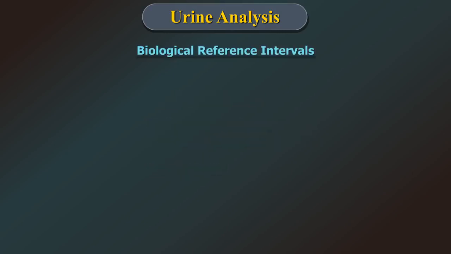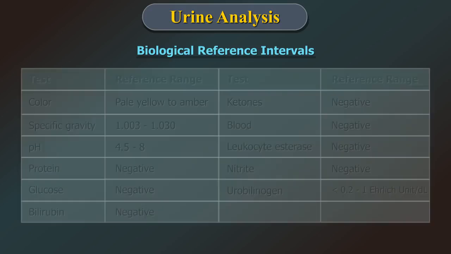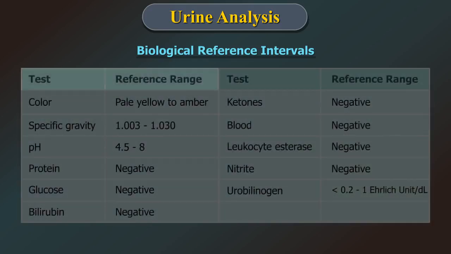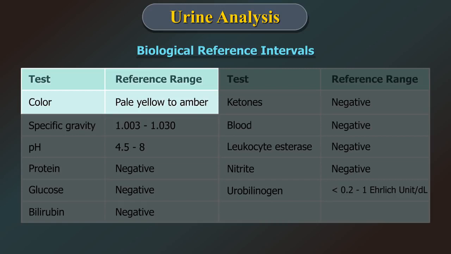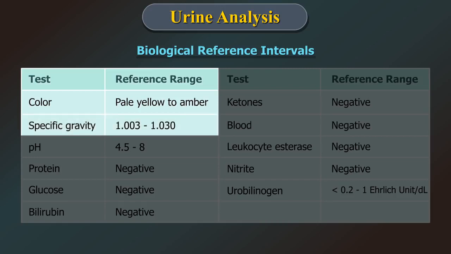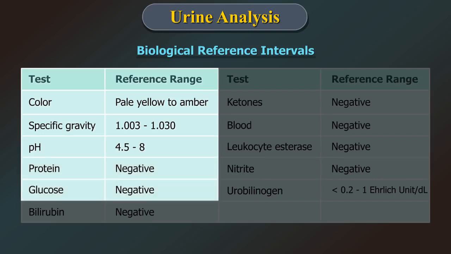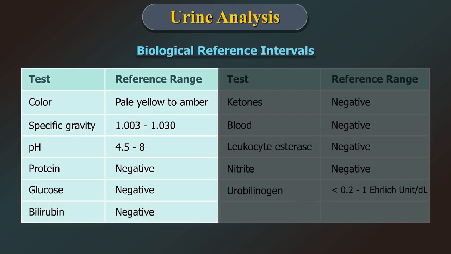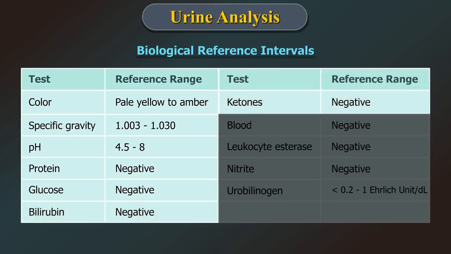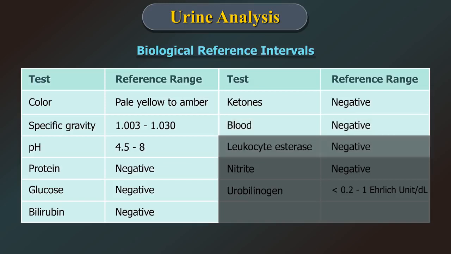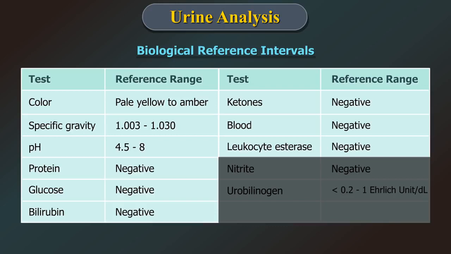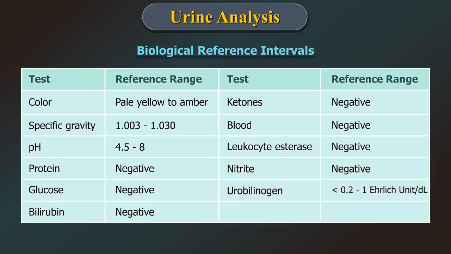Biological reference intervals. For normal urine is shown here on the chart. Color of the normal urine is pale yellow to amber. Specific gravity is 1.003 to 1.030. pH 4.5 to 8. Protein is negative. Glucose negative. Bilirubin negative. Ketones negative. Blood negative. Leukocyte esterase negative. Nitrite negative. Urobilinogen is less than 2 units per deciliter.